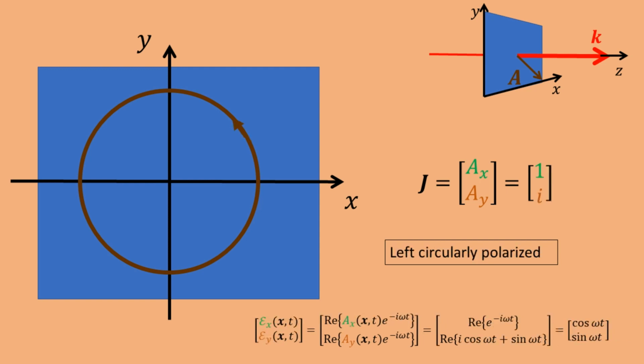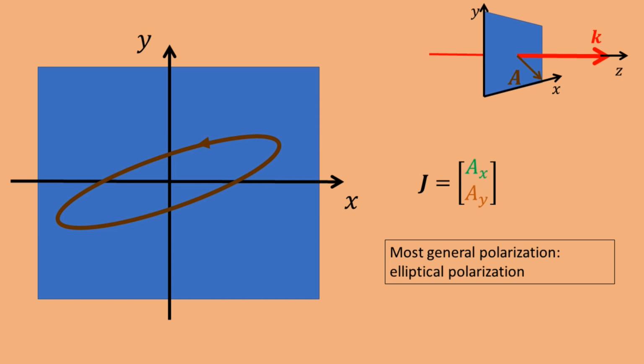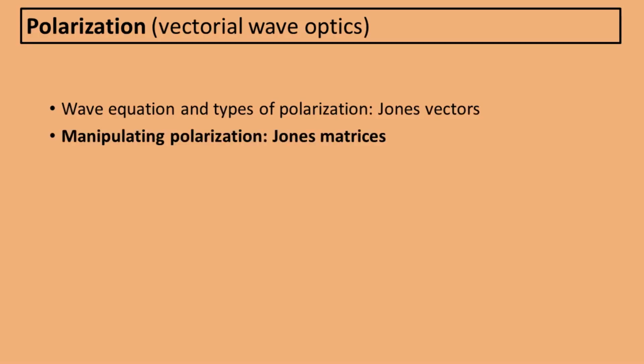In general, for two arbitrary complex valued ax and ay, the field vector will move in the shape of an ellipse, so the most general state of polarization is elliptical polarization. Linear polarization is an instance of a very flat ellipse, and circular polarization is an instance of a symmetric ellipse. Now that we've seen what kind of polarization states there are, let's see how we can create and manipulate them.